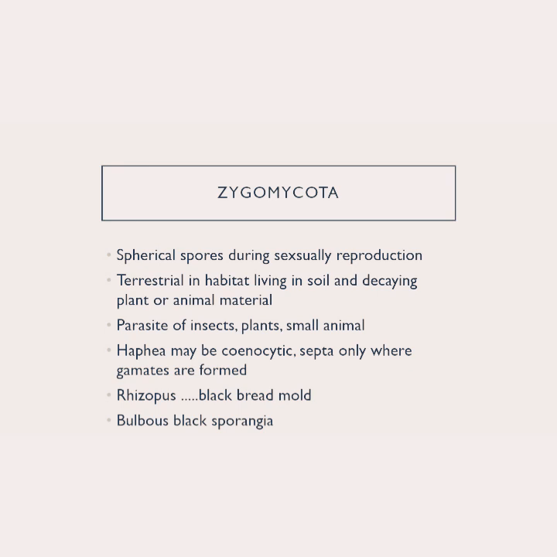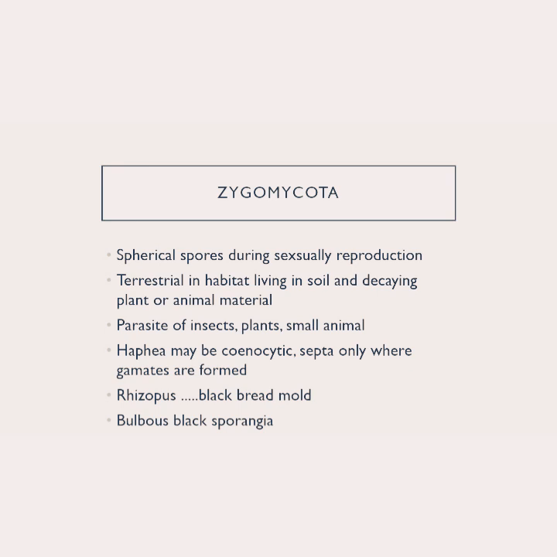At that time the spores are released, and those spores are spherical in shape. Okay, next, what is the habitat of the Zygomycota? It mainly lives in the soil and decayed plant or animal material. Now, parasite of insects, plants, and small animals. It means the Zygomycota are mainly parasites of insects, plants, and small animals.